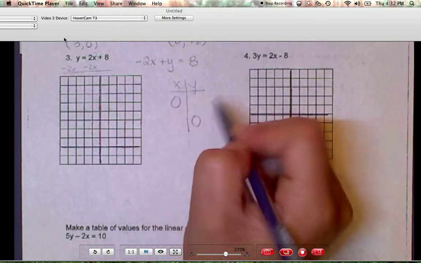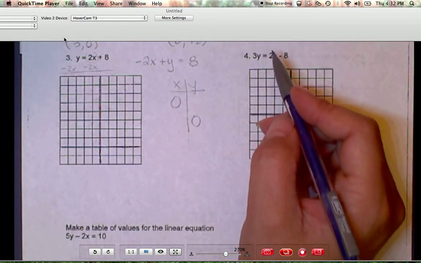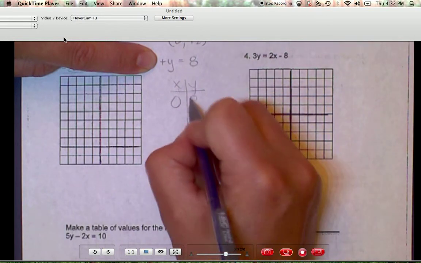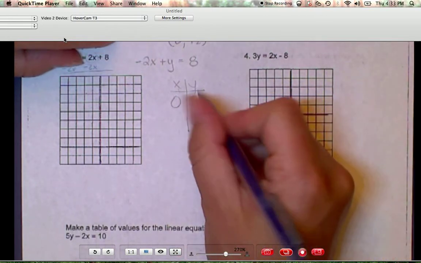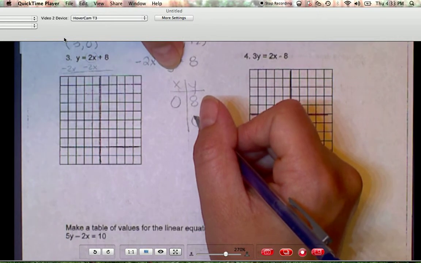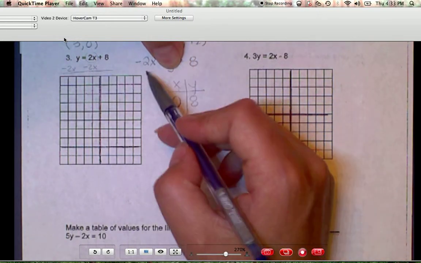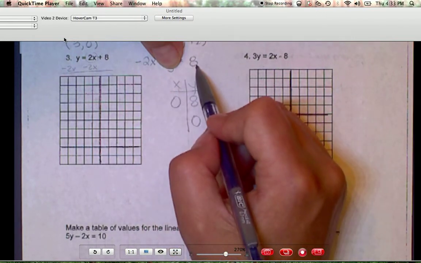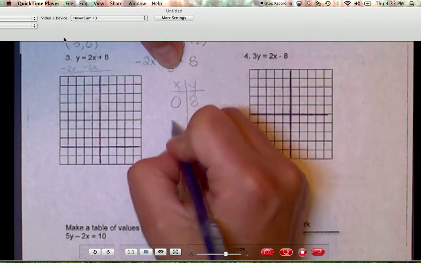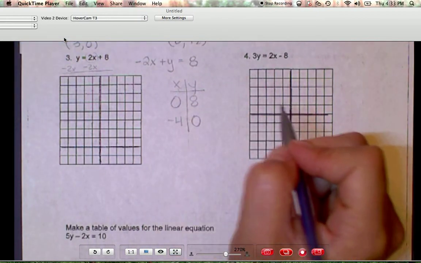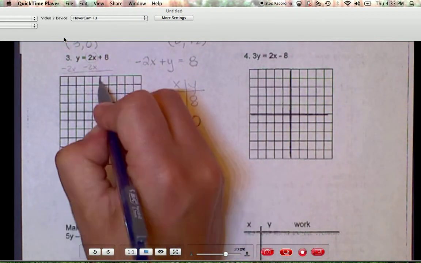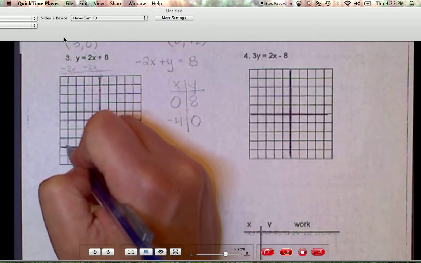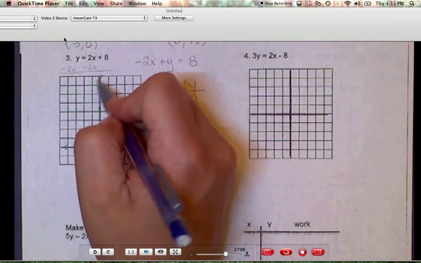Now make your mini table. X is 0, y is 0. When x is 0, I put my finger over the x and I get y equals 8. And we're done with that one. If y equals 0, I cover the y and I get negative 2x equals 8. So I divide both sides by negative 2. 8 divided by negative 2 would give me negative 4. So we plot it. (0, 8) is actually this point here, and negative 1, 2, 3, 4, (-4, 0) is here. And you draw the line.